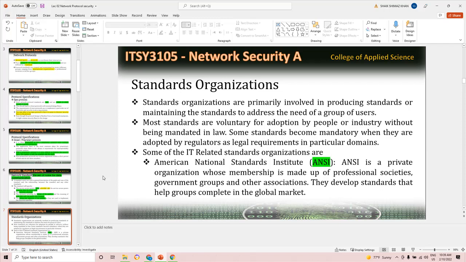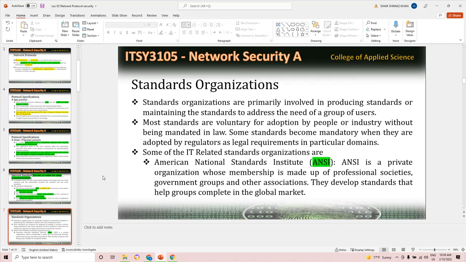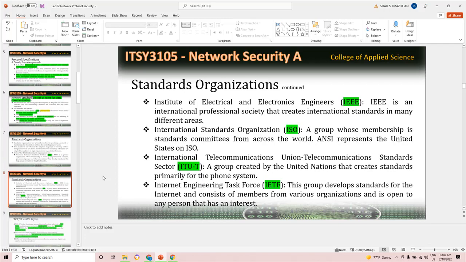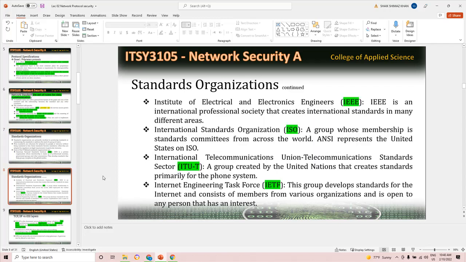Okay, the standards we discussed here, and which organization is responsible for these standards. Now there are many organizations out there, no single organization. So here what you have to do, students, you need not memorize them, just know the names of the organizations. ANSI is an organization. Then IEEE is a very important organization. ISO is another organization.